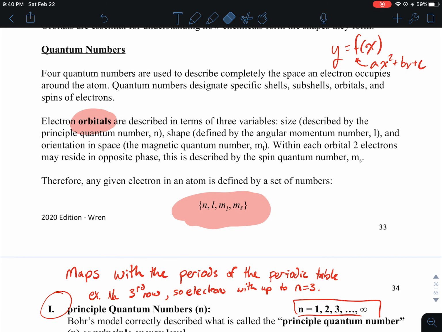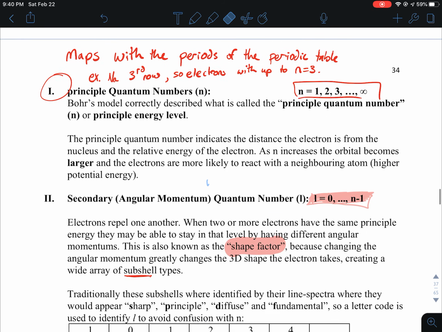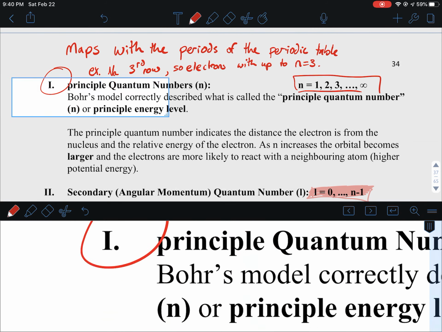Anyways, electron orbitals are described in terms of these variables. These are what you need to know. I'm going to try to really cut it down from what I said in class, because I know I talked a lot about this, maybe to the point where it got confusing. There is the first value, n. N is the principal quantum number. It's the most important one. It's how far from the nucleus. That's all you need to know.